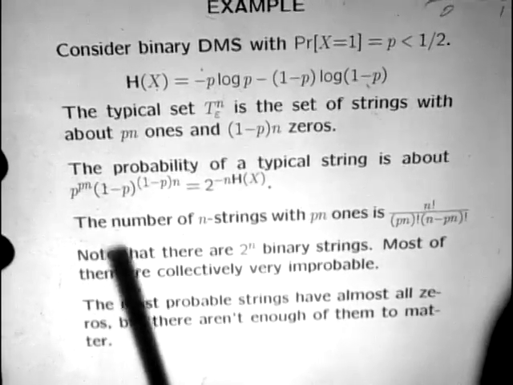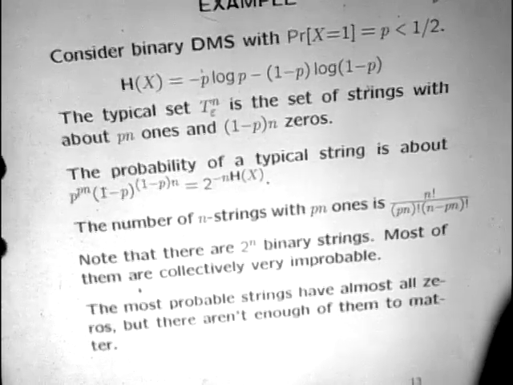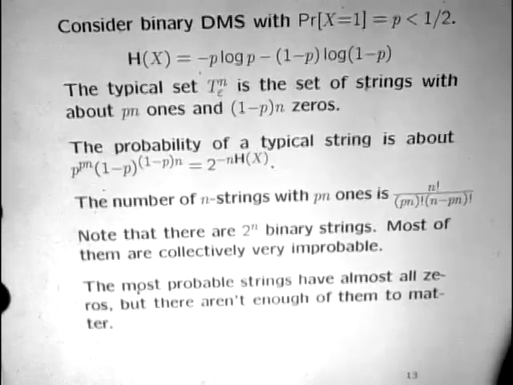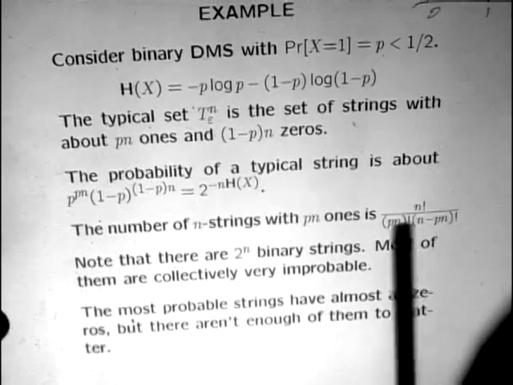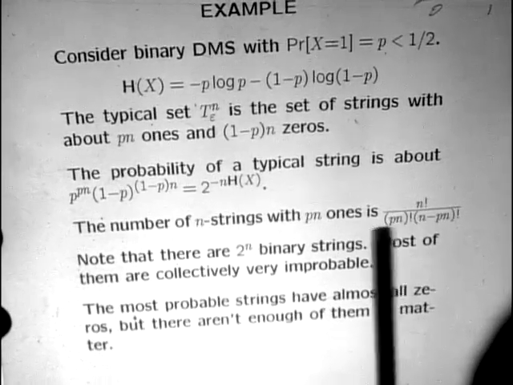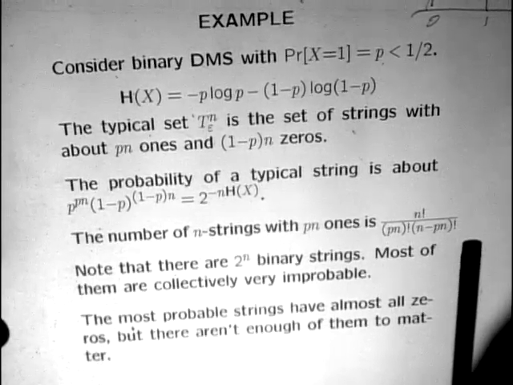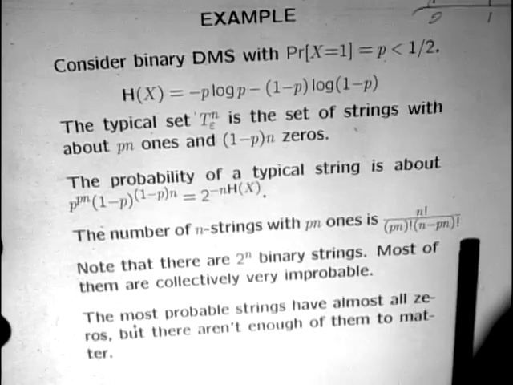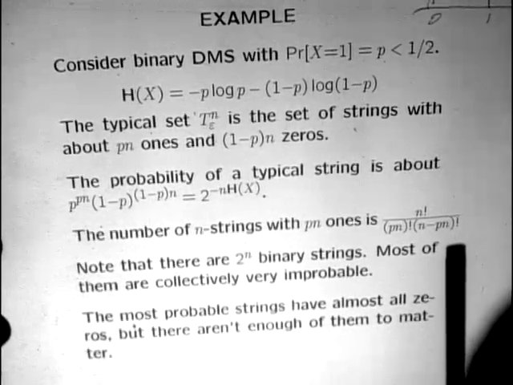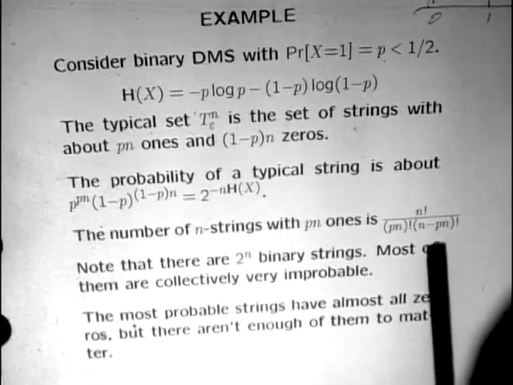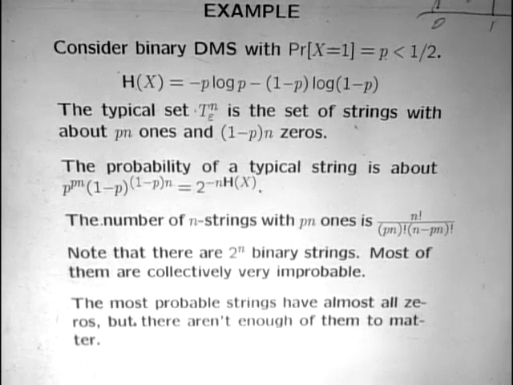So these typical strings with about Pn 1s and 1 minus Pn zeros are in fact typical in the sense we've been talking about. The number of n strings with Pn 1s is n factorial divided by Pn factorial divided by n times 1 minus p factorial. Okay, you all know, I hope you learned that a long time ago, but you should have learned it in probability anyway. It's just very simple combinatorics. So you have that many different strings.